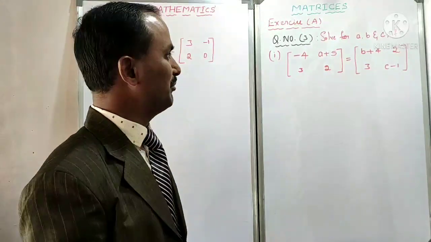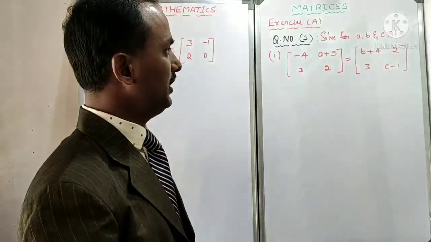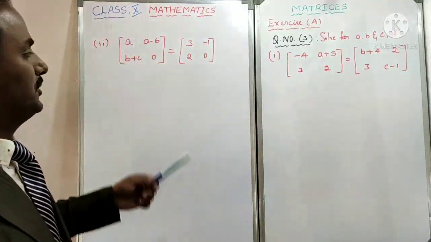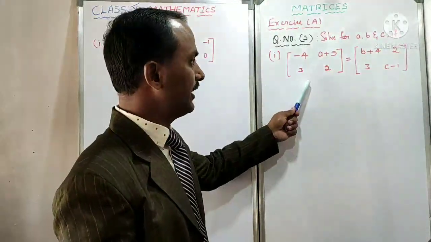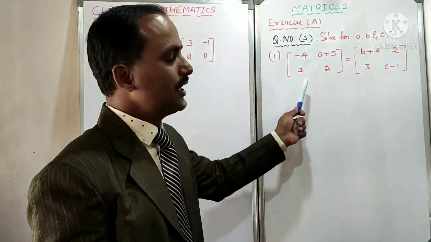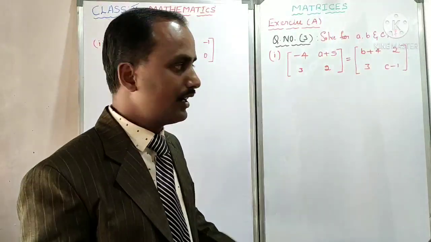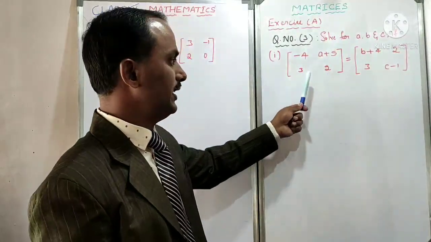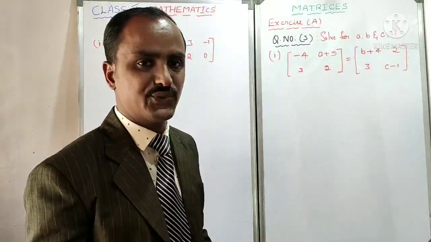Next question, question number 3. Solve for a, b and c. Here two sub-questions are there, 1 and 2. What I am doing here, observe here. See the given data: the left hand side matrix is equal to the right hand side matrix. In the left hand side and right hand side, in terms of a, b, c, some elements are there and constant values also are there. Here minus 4, a plus 5, 3, 2 is there. Right side: b plus 4, 2, 3, c minus 1 is there.